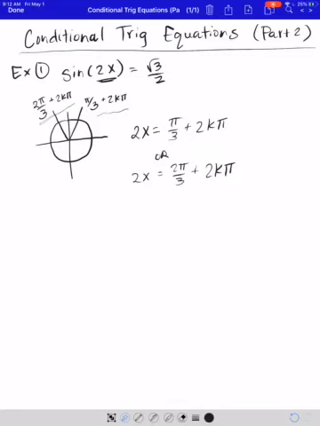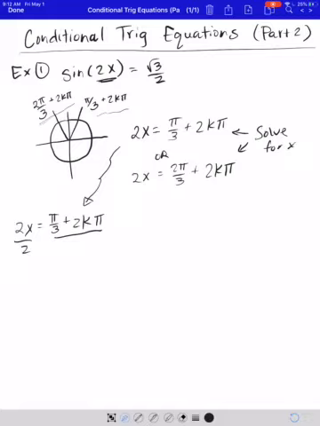And what we need to do next is solve for x. So for both of these equations, we need to solve for x. And the way we're going to do that is we just need to divide both sides by 2, like for this first equation here. So what we have is 2x is equal to pi over 3 plus 2k pi. And so to solve for x, I'm just going to divide both sides by 2.